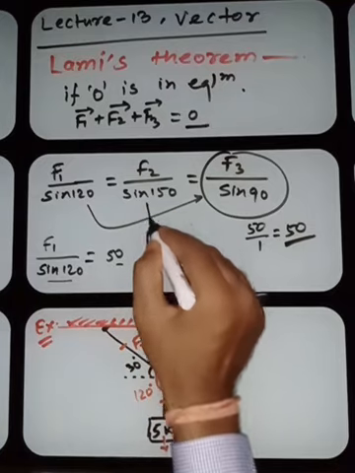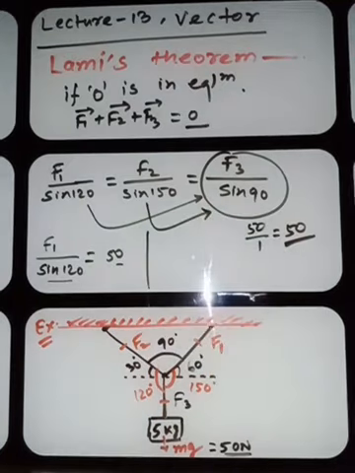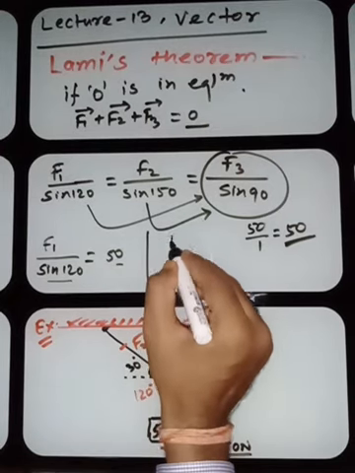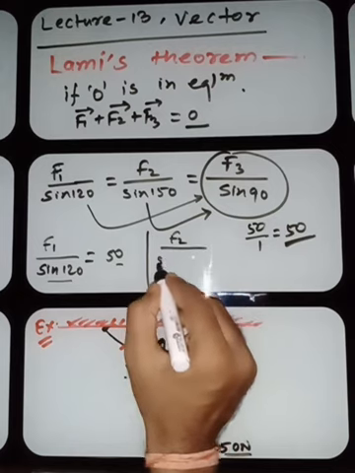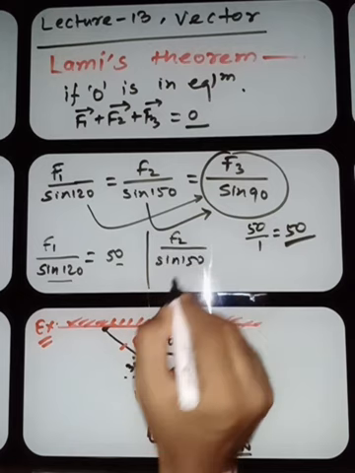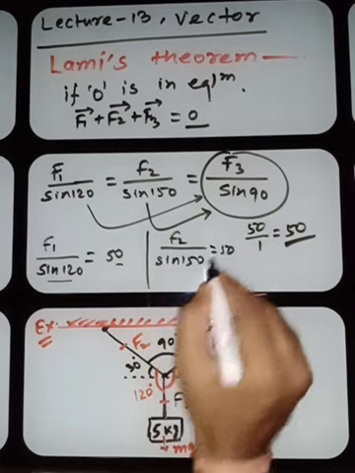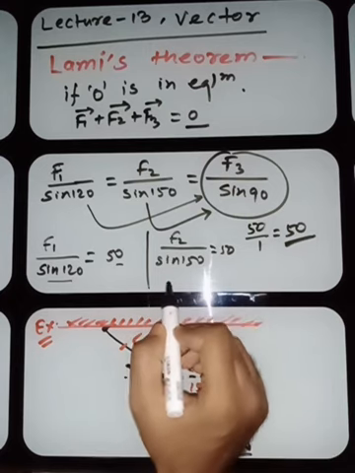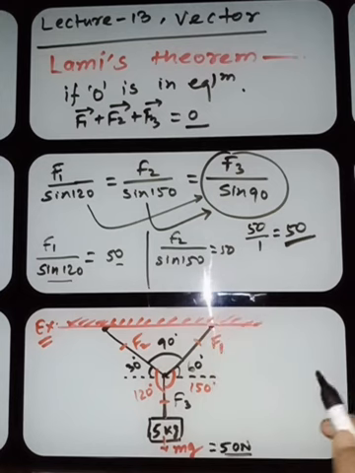In a similar way, comparing this one with this, you can find the value of F2. That is F2 by sine 150, my dear student, is equal to 50. So sine 150 will give you the value, and F2 is equal to 50 times sine 150. In this way you will be able to find F1 and F2. I hope you understand, my dear student, Lamy's theorem.